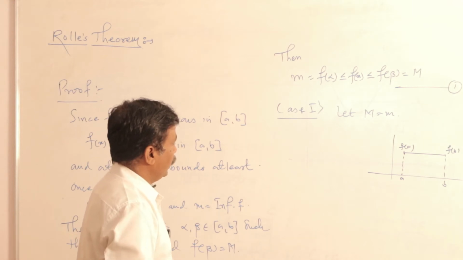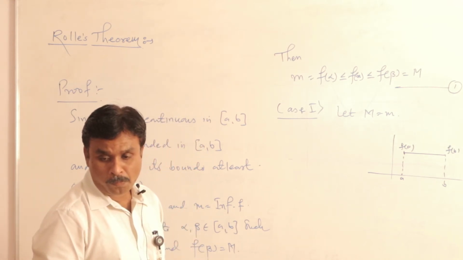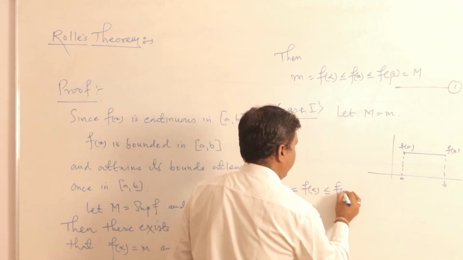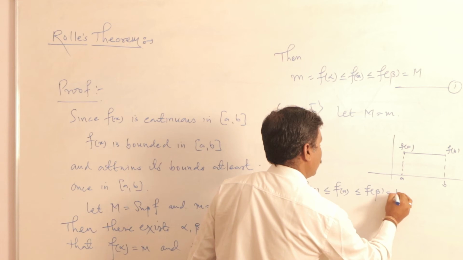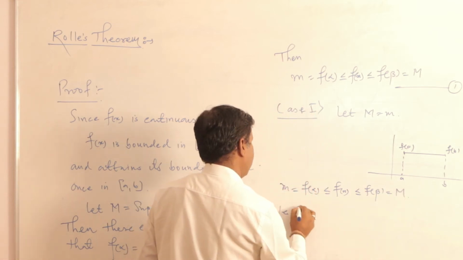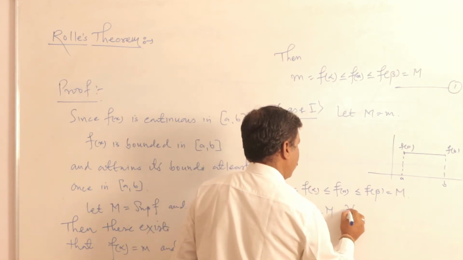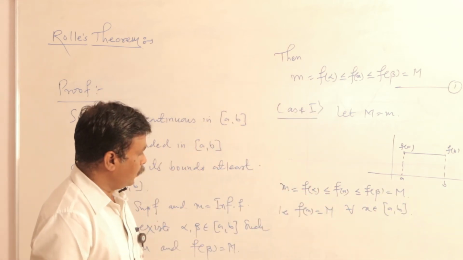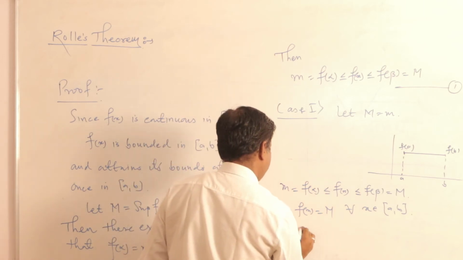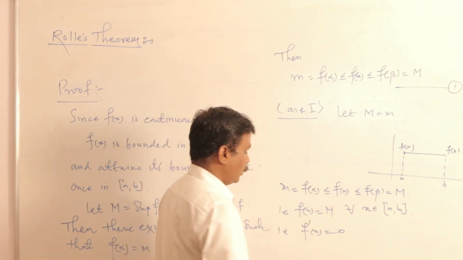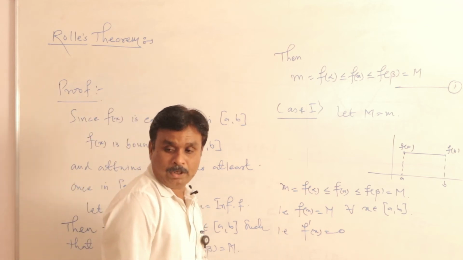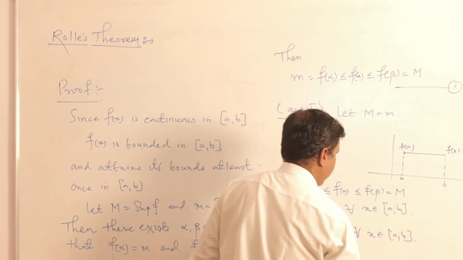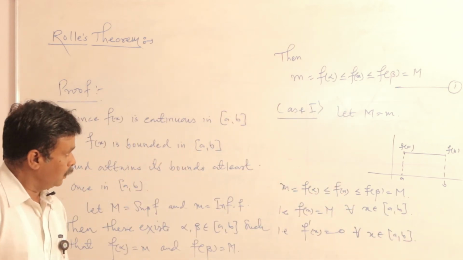So we write m is equal to f of alpha is less than or equal to f of x is less than or equal to f of beta is equal to capital M. So that is f of x is equal to capital M for all x belongs to closed interval [a, b]. And we know that the derivative of a constant function is 0. So we write f dash of x is equal to 0 for all x belongs to closed interval [a, b], and this proves the theorem for the first case.